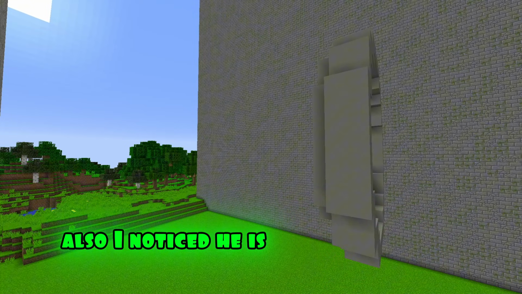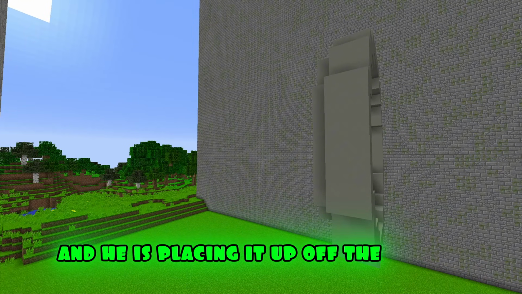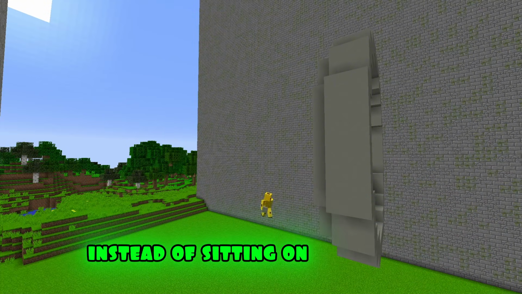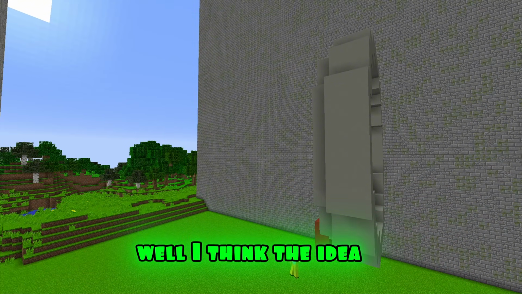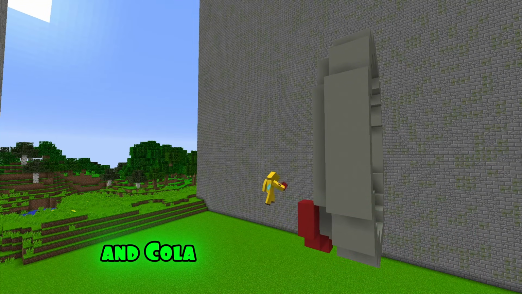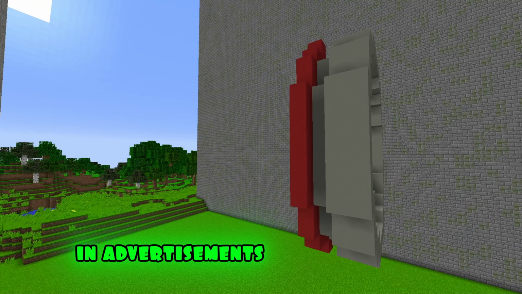Also, I notice he is building this can on its side, not standing upright, and he is placing it up off the ground, elevated in the air. Why would he build it floating like that instead of sitting on the ground? Well, I think the idea is to make it look like the can is tipping over, like someone knocked it on its side and cola is about to pour out. That is a really common way to show soda cans in advertisements and commercials.